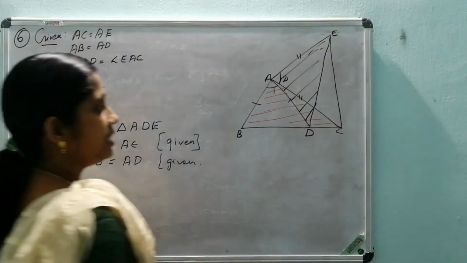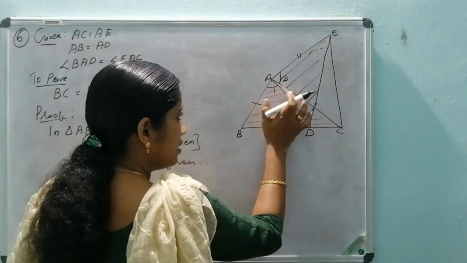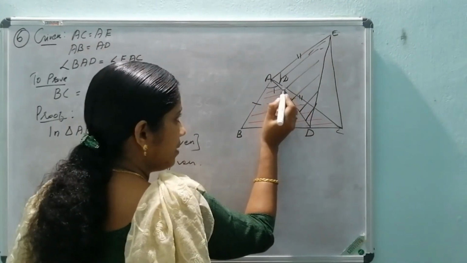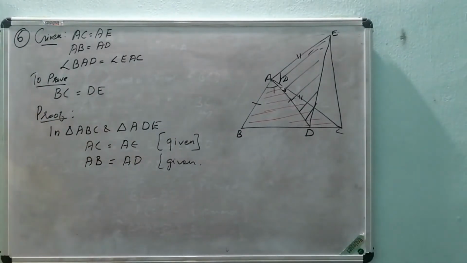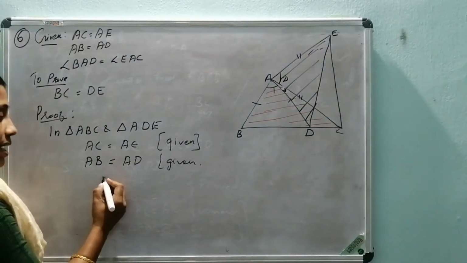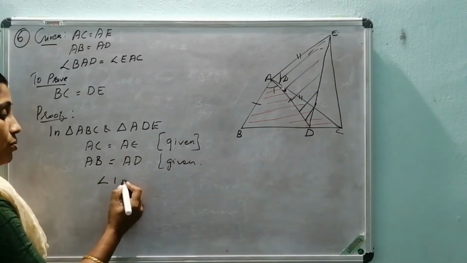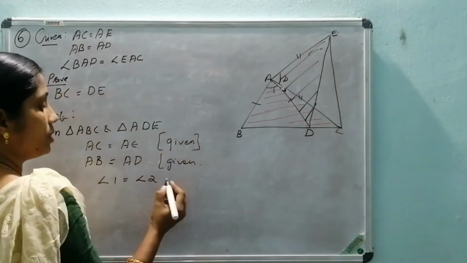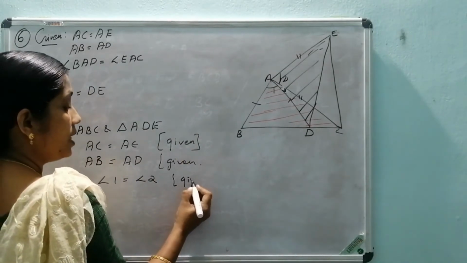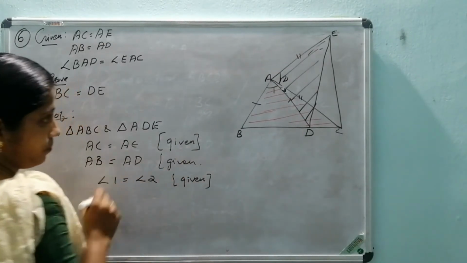So we can write that small portion of that angle as angle 3. So what can we write there? We can write there angle 1 is equal to angle 2. This is angle 1 and this is angle 2. That is given there. Angle 1 is equal to angle 2.